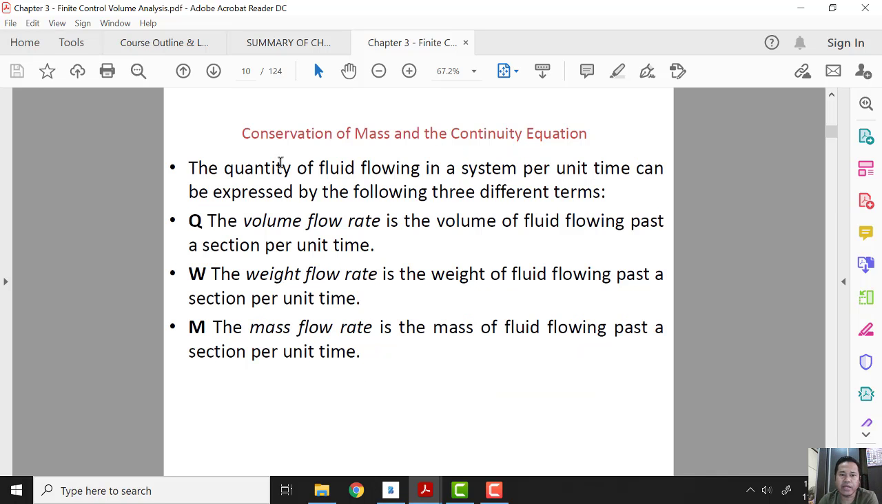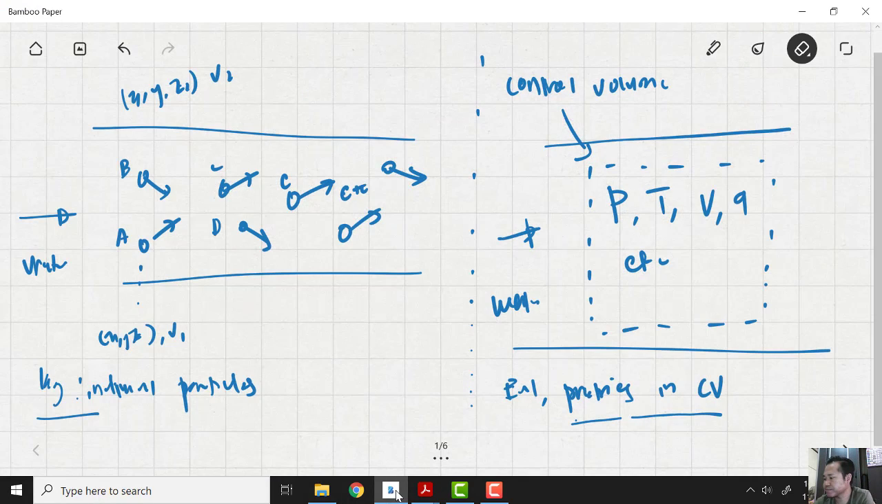Okay, now we'll be looking at conservation of mass and the continuity equation. The continuity of fluid flowing in the system per unit of time can be expressed by the following three different terms. We want to find the quantity of fluid flowing in the system per unit of time. We have Q. Q is the volume flow rate, the volume of a fluid flowing past a section per unit of time.